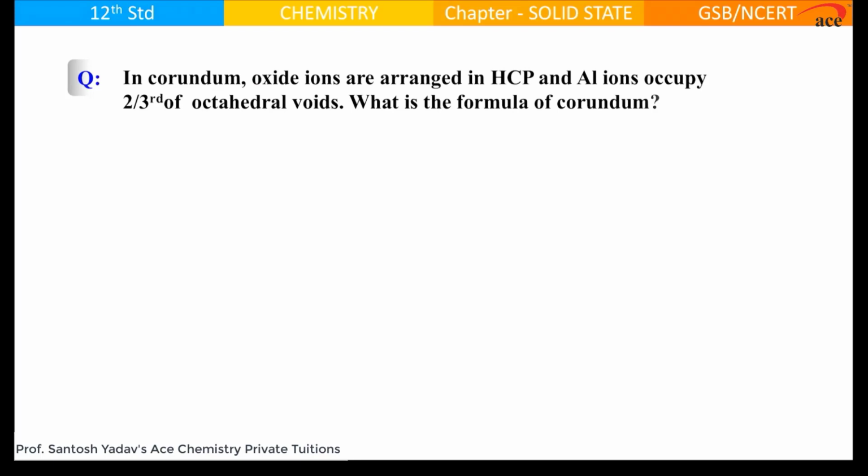Now before we go to ionic structure, this is a small numerical that we can think of and solve. Now, how are you supposed to solve this numerical? Oxide ions are arranged in HCP. If oxide ions are arranged in HCP, why? They are making up HCP because they are larger in size. So, how much will they be in number? HCP means 6 in number, that is Z.